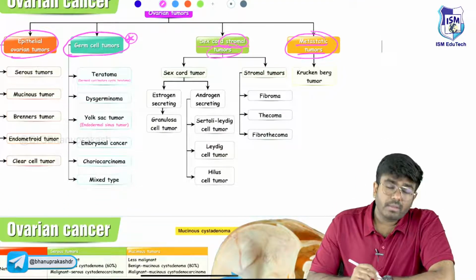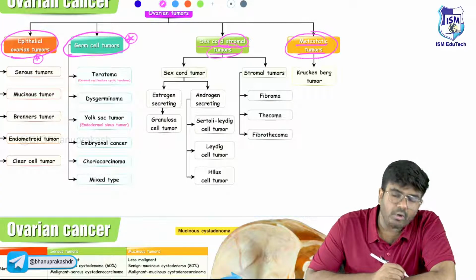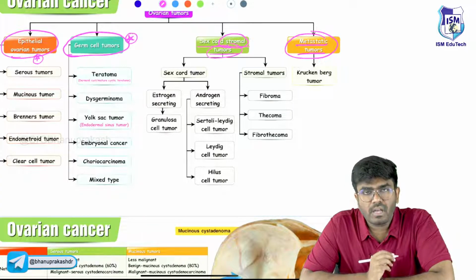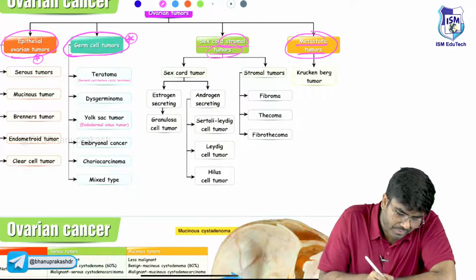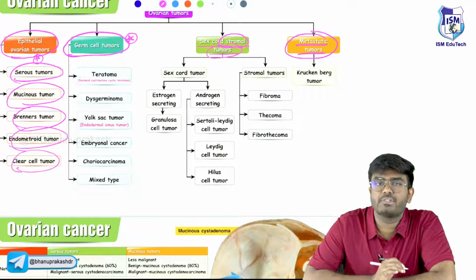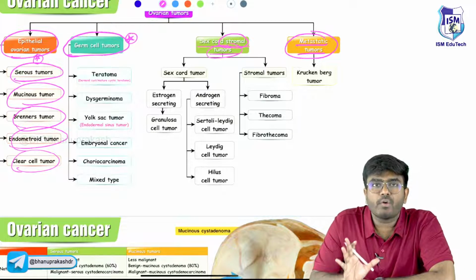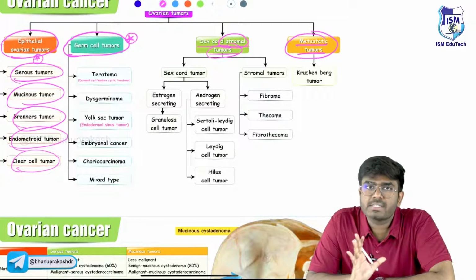Now, let's begin our topic, sir. First, let's begin with the epithelial ovarian tumors. So how many types of epithelial ovarian tumors are there, sir? Serous tumors, mucinous tumors, Brenner's tumor, endometrioid tumor, and clear cell tumor. See, regarding everything, there are 3-4 important points. If you know those points, enough.